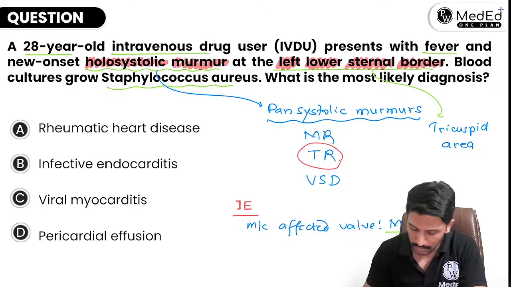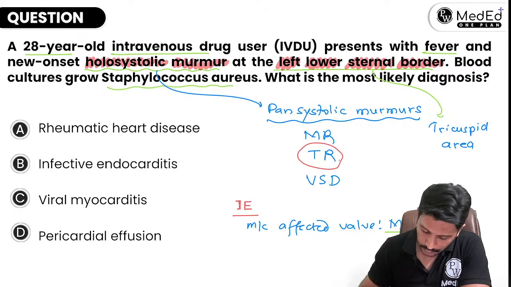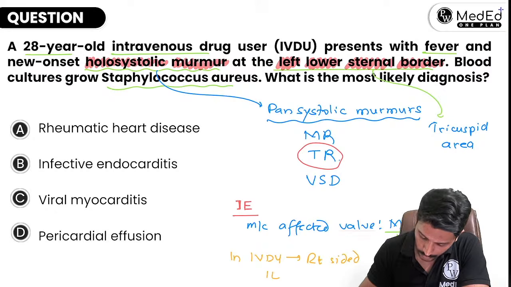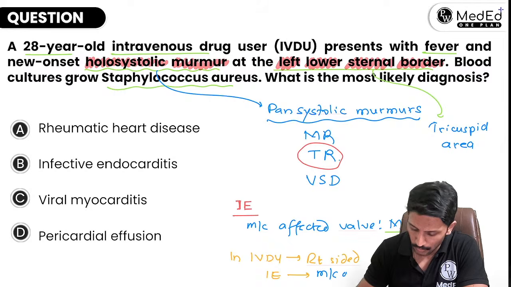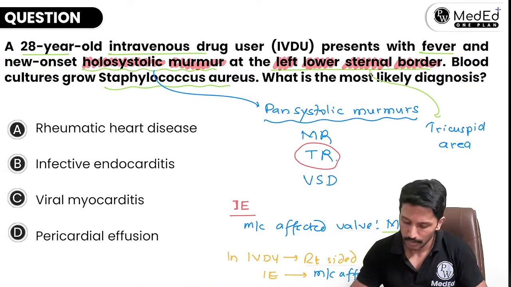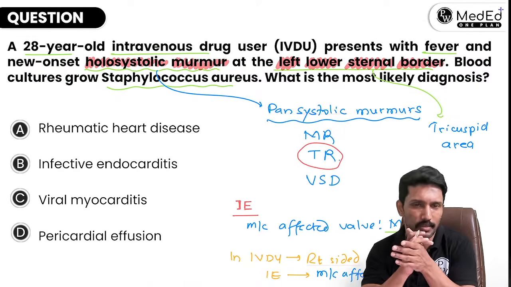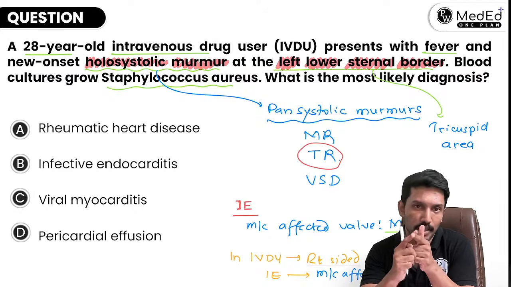But the extra point here is, in IV drug users, there will be right-sided infective endocarditis. And in that case, the most commonly affected valve will be the tricuspid valve. And what happens to the tricuspid valve? You tend to develop tricuspid regurgitation. So in this question, it is consistent with it. An IV drug abuser presenting with a murmur in the tricuspid area, which is pansystolic.